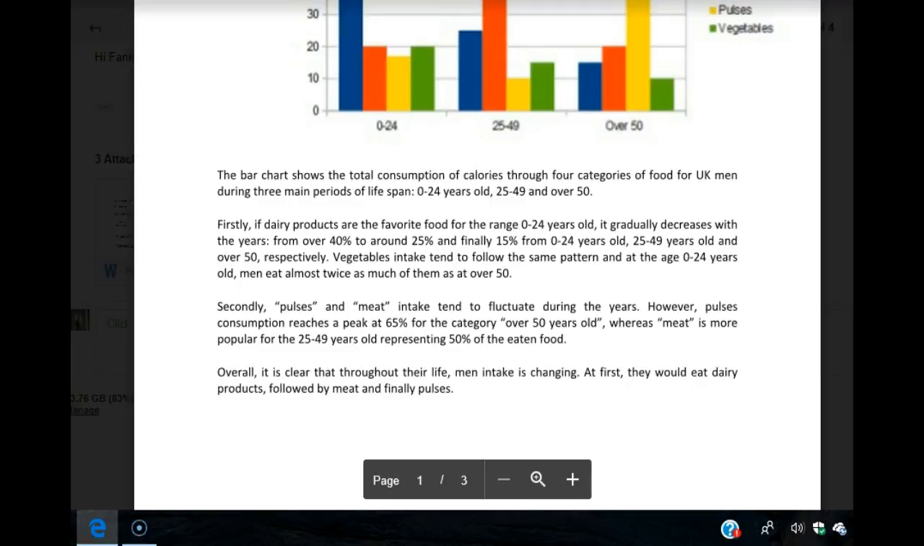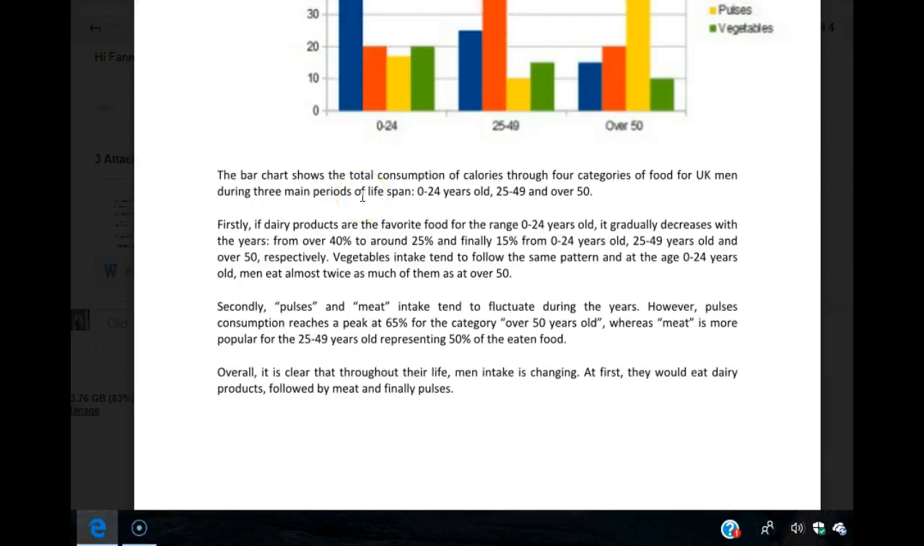We can see what you wrote. Okay, so we've got task one. It's the 4 different types of sources of calorie intakes. Let's see what you had to say. The bar chart shows the total consumption of calories through 4 categories of food for UK men during the 3 main periods of the lifespan, you could have said here.